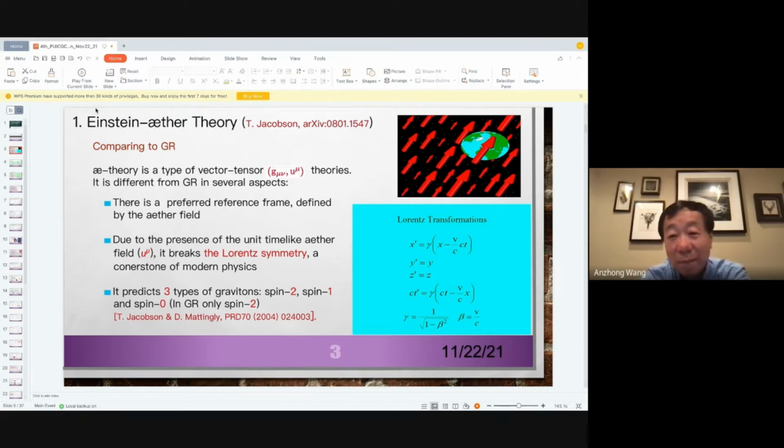This vector field is always time-like. So that's why in this theory, because it's always time-like, this ether field defines one preferred direction, which breaks the Lorentz symmetry locally. Because of this violation, you will see that instead of only one species of graviton, spin 2, in Einstein's theory, here we have spin 2, spin 0, and spin 1. So we have three different species of gravitons.